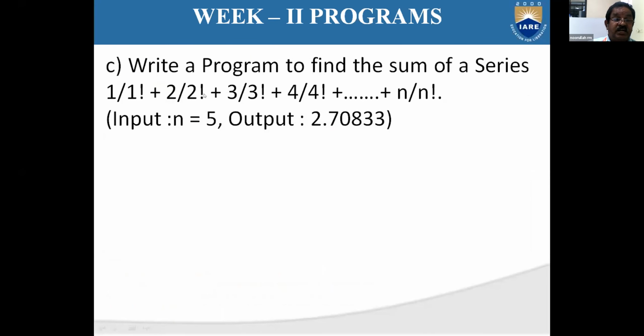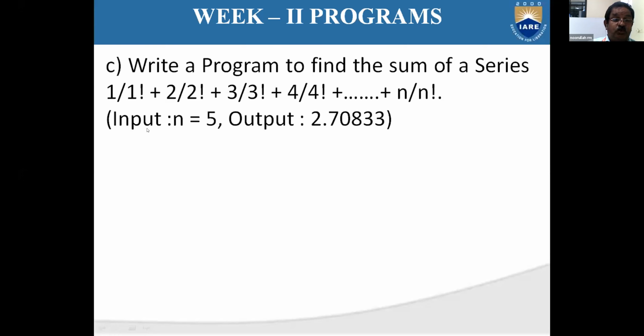Next, the third program is to write a program to find the sum of the series. The sum of the series is 1 by factorial 1 plus 2 by factorial 2, 3 by factorial 3, 4 by factorial 4, and so on up to n by factorial n. So factorial 1 is 1, factorial 2 is 2 into 1, factorial 3 is 3 into 2 into 1, factorial 4 is 4 into 3 into 2 into 1. Factorial n is n into n minus 1 into n minus 2, n minus 3, and so forth up to 1.